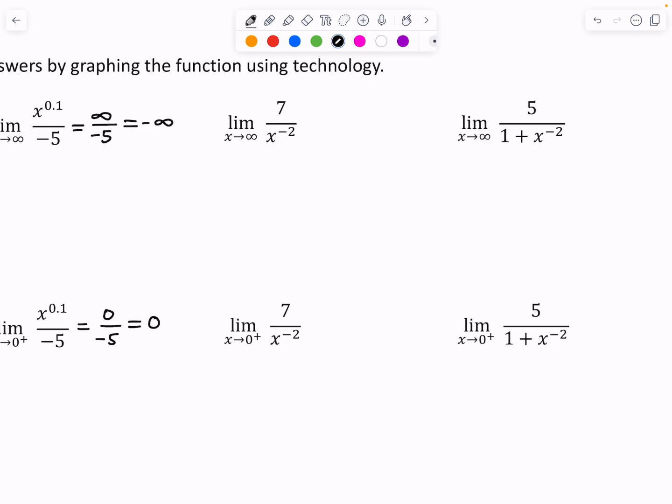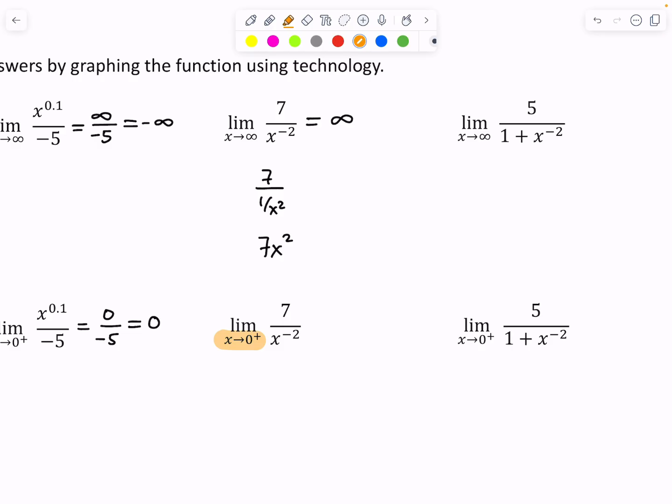All right, the next functions. Here I have a constant divided by x to the -2. Now, x to a negative power is not a growing power function. It's frankly better to think of this as 7 over 1 over x squared, and then invert and multiply, and we're really trying to analyze 7x squared. So as x goes to infinity, so does x squared, and so does 7 times x squared. So this limit will be infinite.